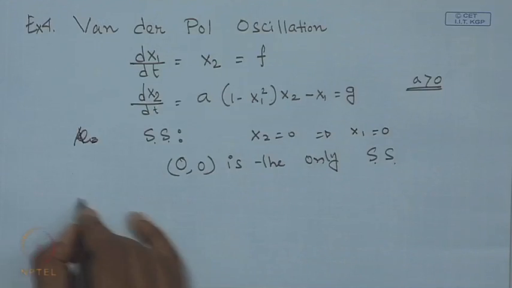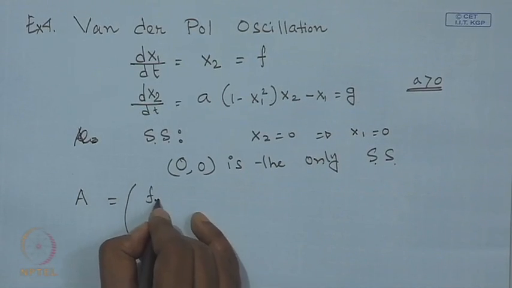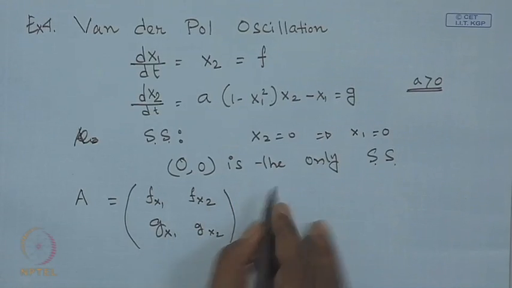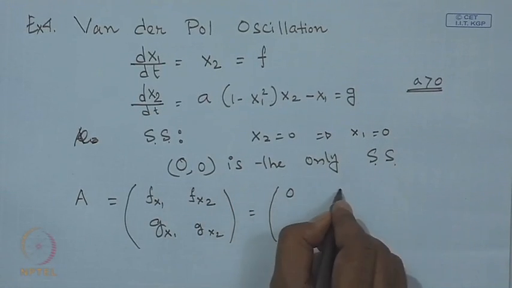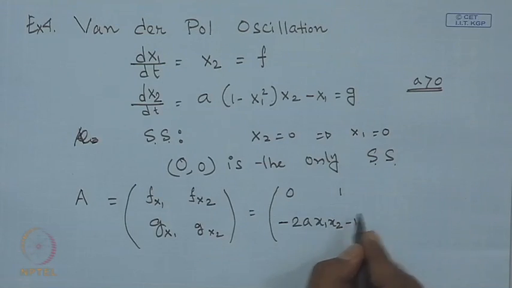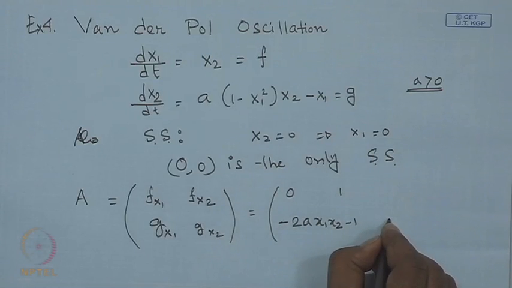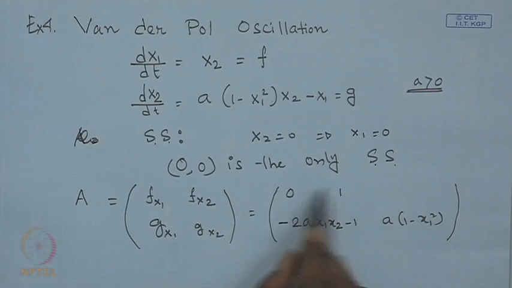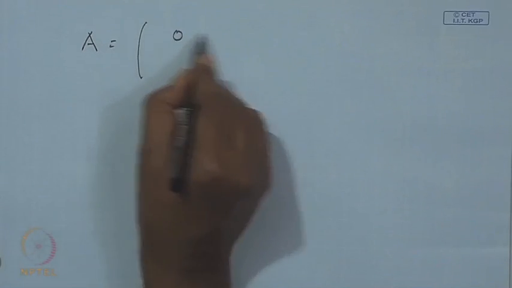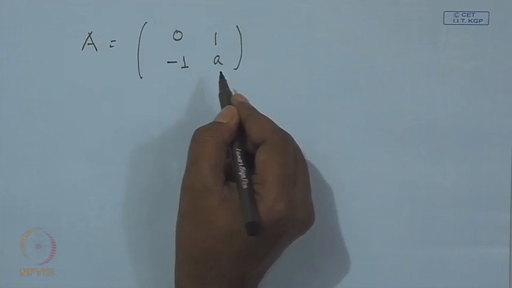So, next we evaluate the Jacobian matrix. A is f of x1, f of x2, g of x1, g of x2, and this will be equal to 0, 1, and g of x1 is nothing but 2a x1 x2 minus 1, and g of x2 will be simply a times 1 minus x1 square. So, these are the 4 elements of the Jacobian matrix, and we evaluate this Jacobian matrix at the steady state (0, 0). If we do so, then after evaluation the Jacobian matrix becomes 0, 1, minus 1 and a. These are the elements of the Jacobian matrix.